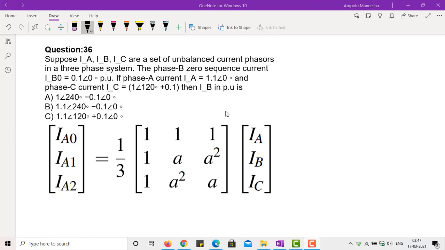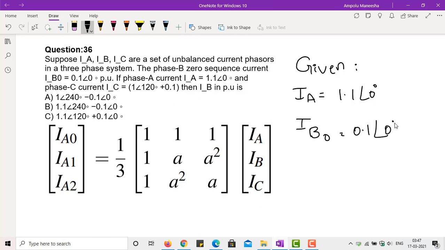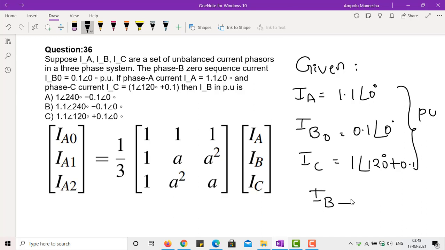Let us solve the problem. Given data: IA is equal to 1.1 at an angle 0 degrees, IB0 is equal to 0.1 at an angle 0 degrees, and IC is equal to 1 at an angle 120 degrees plus 0.1. All these are in per unit, and we need to find out IB, which is the unbalanced phasor.